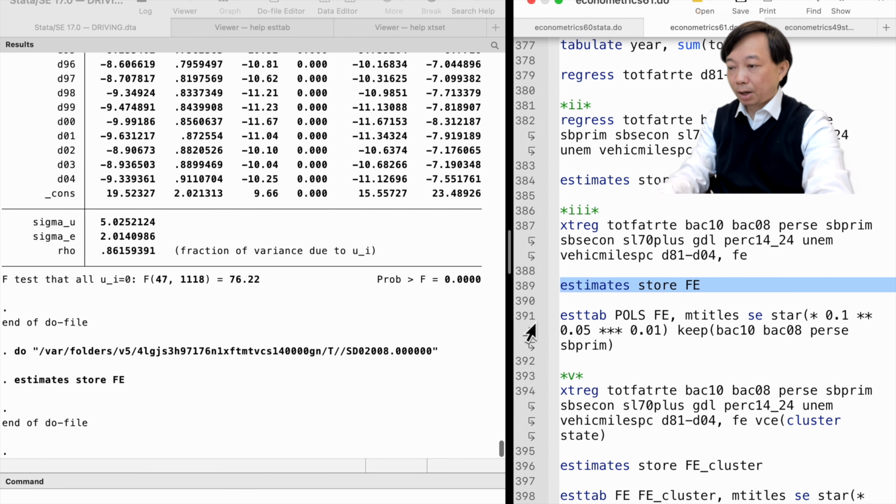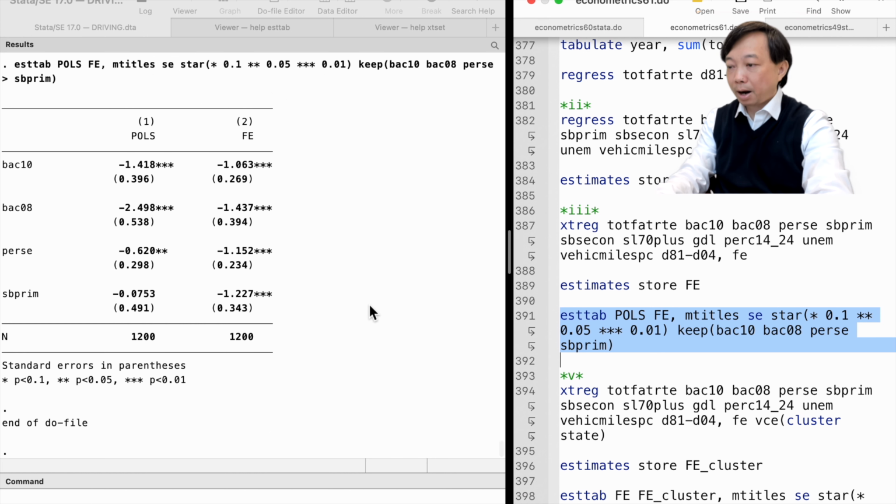We compare the results with pooled OLS in a table. The blood alcohol laws have smaller deterrent effects than the pooled OLS, but the per se laws are estimated to lower the fatality rate by 1.15 deaths per 100,000 people, almost double the number in pooled OLS.